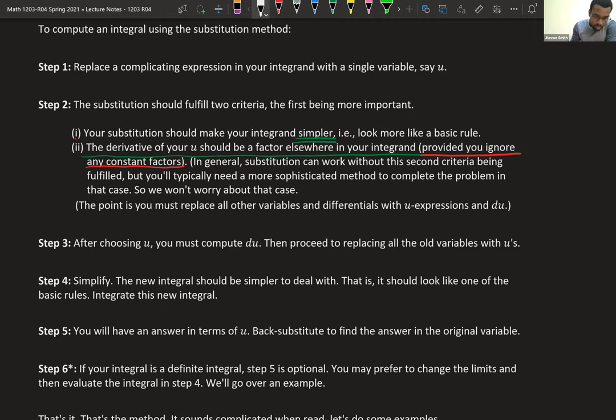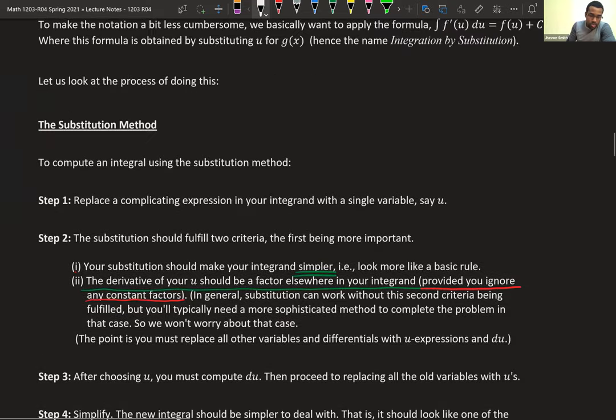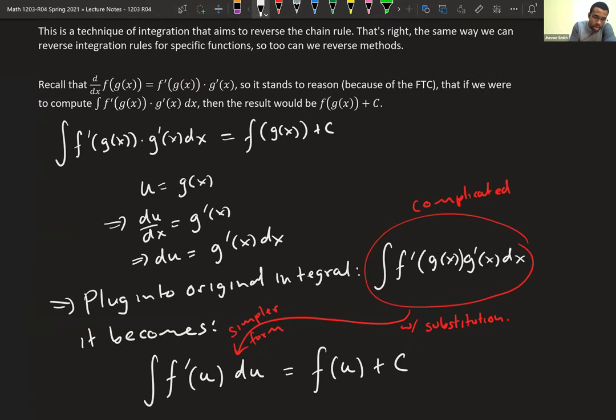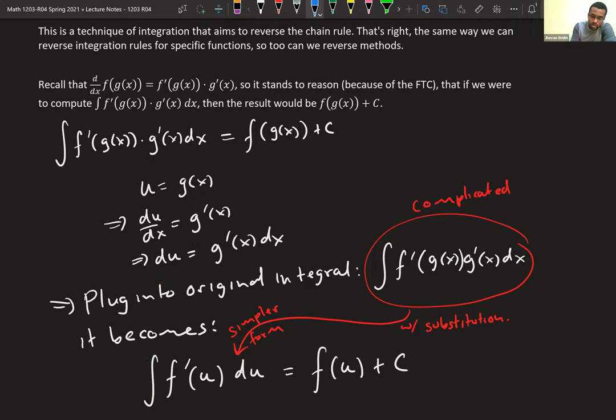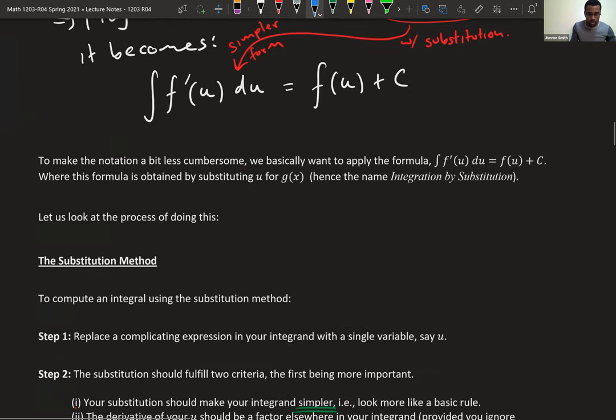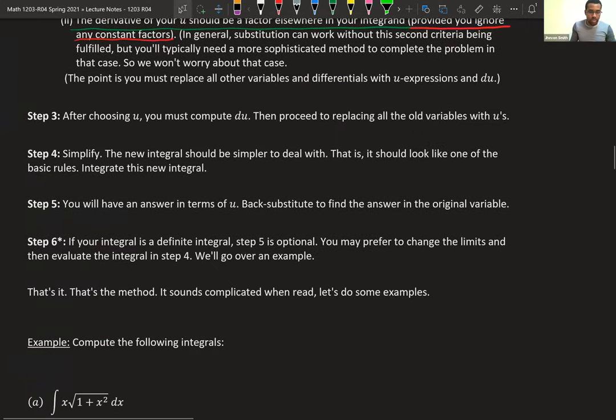So, now, after choosing your u, you're going to compute du, the same way I did up here. Once I chose my u equals g, I then immediately had to find the derivative, and that led me to this equation here where I found du. Finding the du is going to be important because that's going to allow me to replace the dx part and then get a new integral in a new variable. So this is when I'm making the substitutions. So that was step 3.